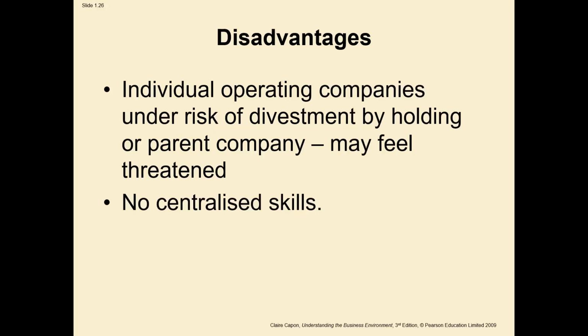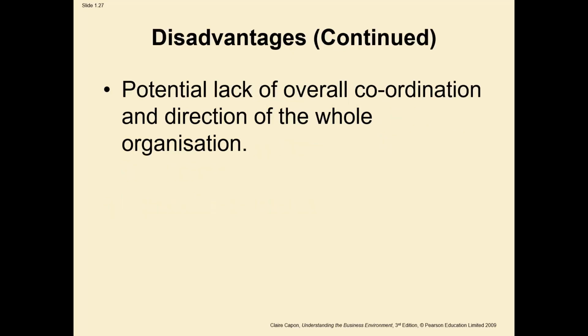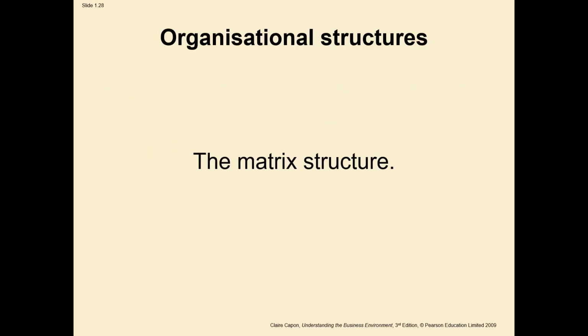Disadvantages: individual operating companies at risk of divestment by the holding parent may feel threatened, and therefore won't commit to long-term growth or long-term promises. There are no centralized skills, so they can't be easily shared out across the group. There is a potential lack of overall coordination and direction of the whole organisation. Company A and B could work together in partnership to the overall benefit of the organisation, but because A and B pursue their own independent aims, they might not help or encourage each other.